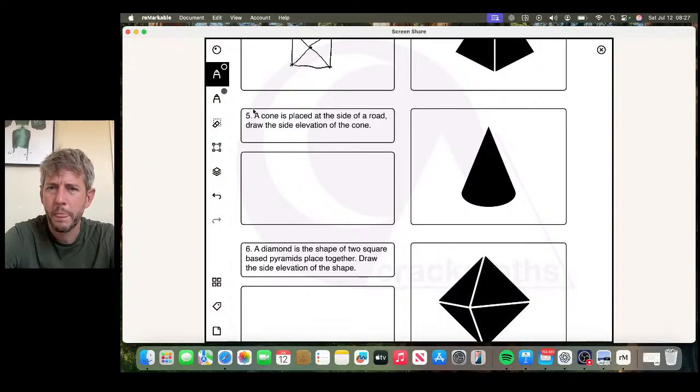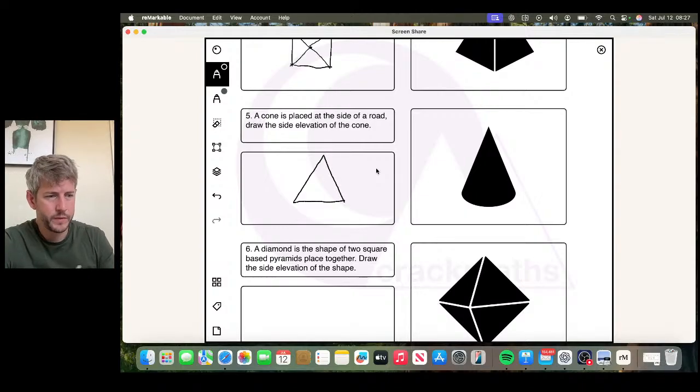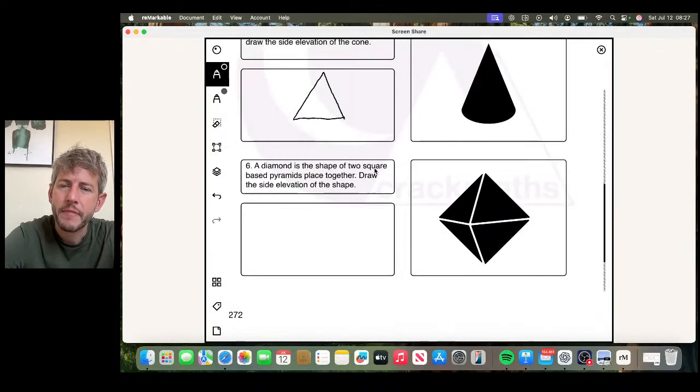Question 5. A cone is placed on the side of a road. Draw the side elevation of the cone. Okay, so a cone from the side just looks like a triangle. Okay, that's all we see. And here we go. Question 6. A diamond is the shape of 2 square-based pyramids placed together. Draw the side elevation of the shape.